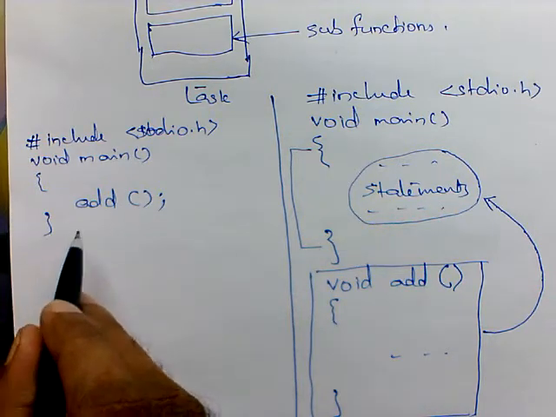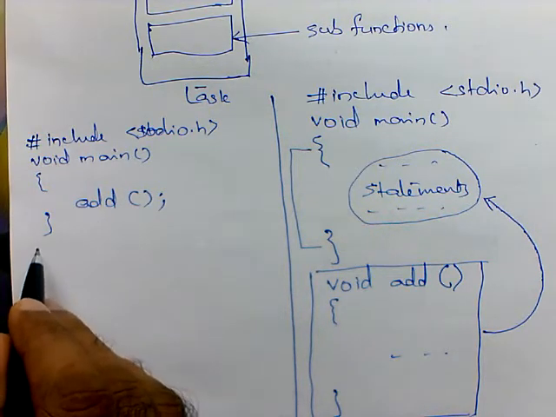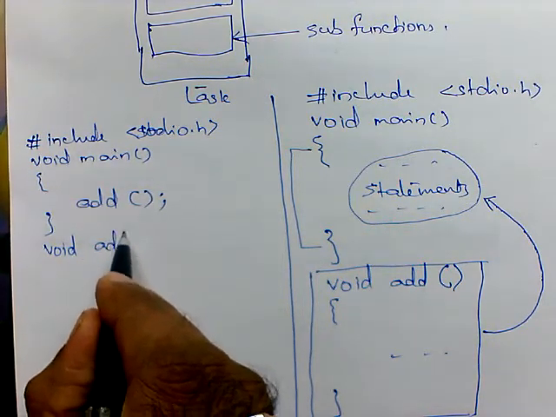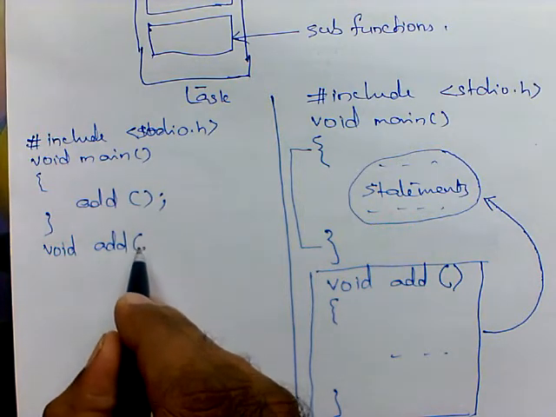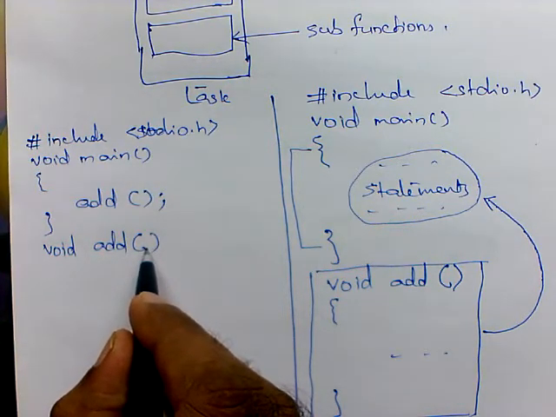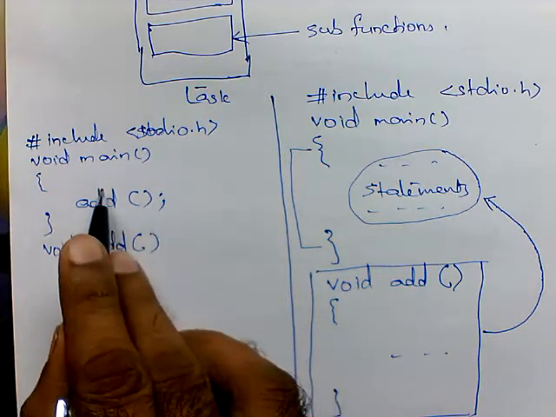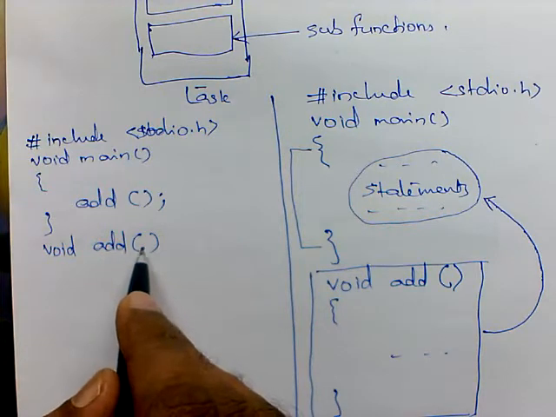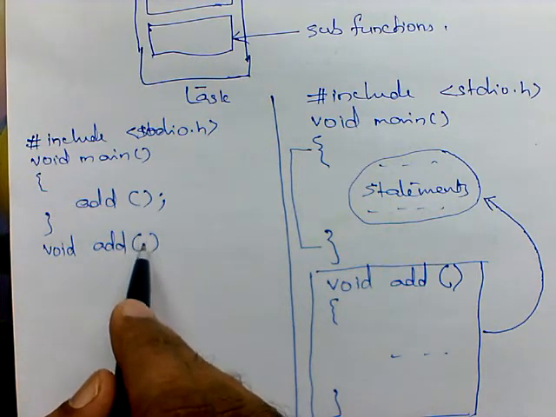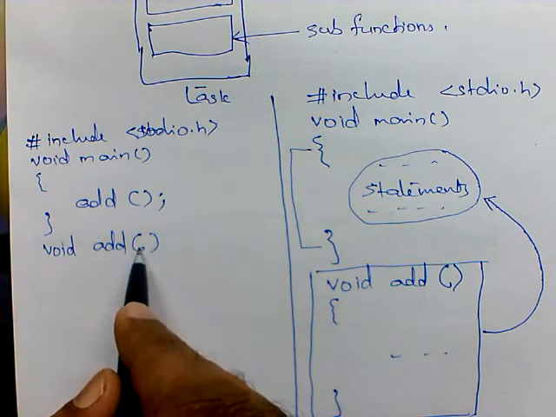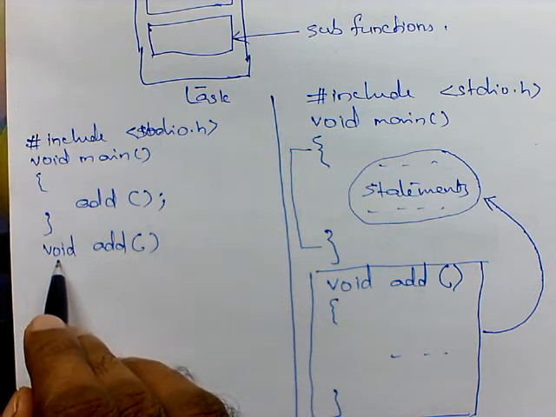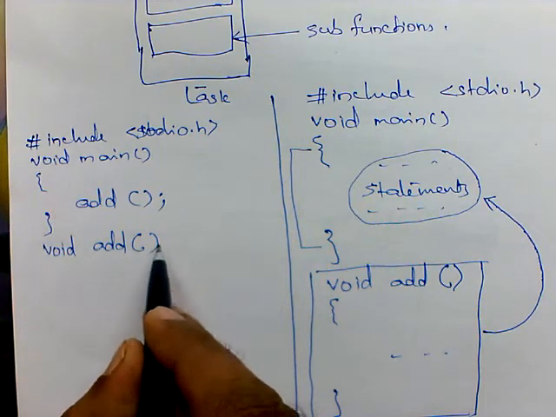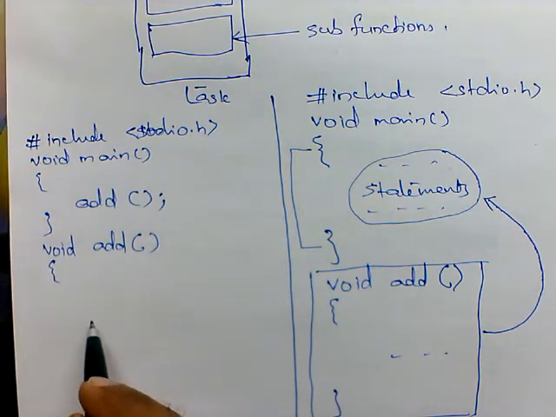Now, if you are not returning any value to the main function, what is the return type of the subfunction? Void. Then write the name of the function. If you are not passing any arguments, just put empty braces, because here we are not reading or passing any value. The function call and the function definition should look the same, except for some changes. We write void in the definition, but we won't write void in the function call. Then you can write the function definition.